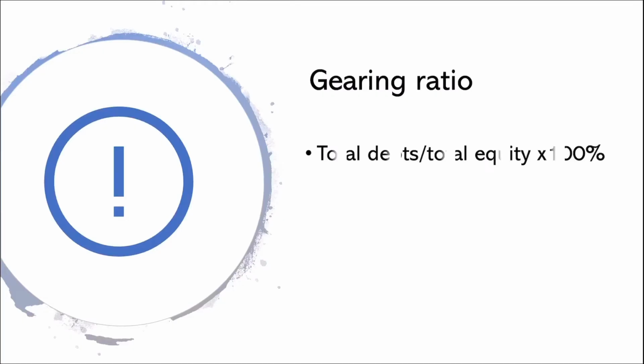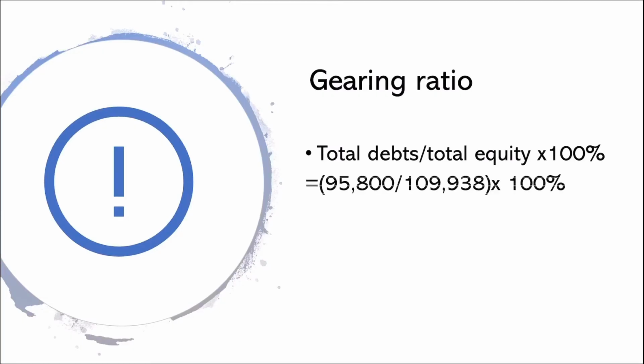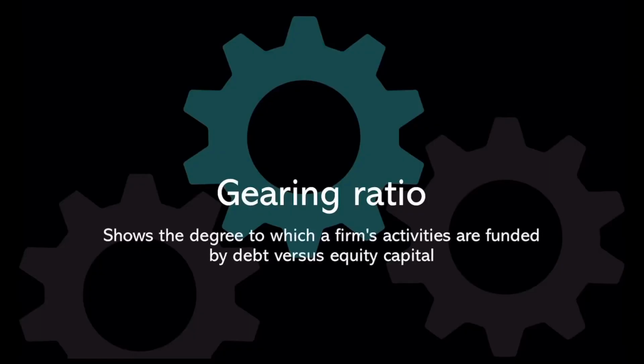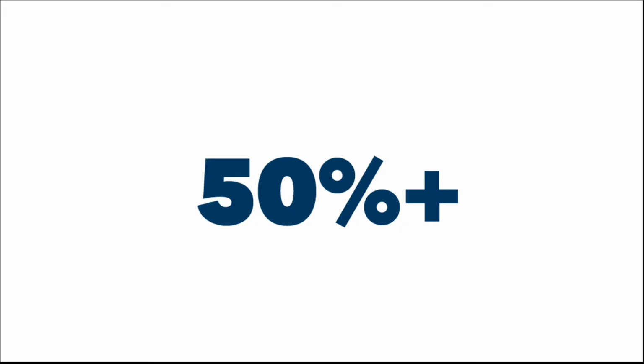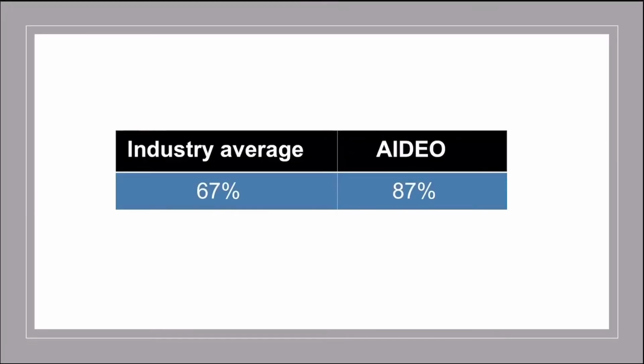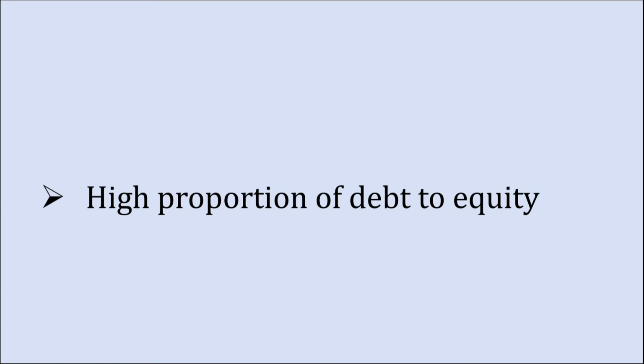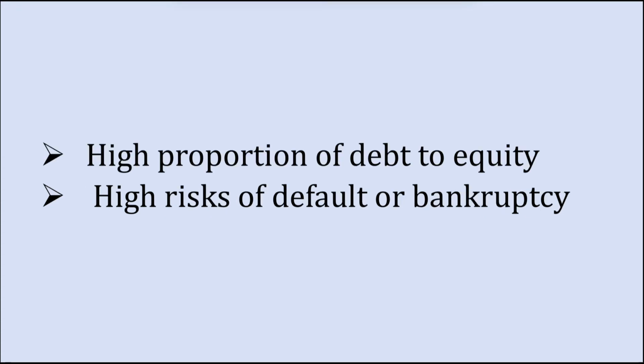To make matters worse, Adyo's gearing ratio calculated with the formula shown is 87.14%. This ratio is used to compare the business's debt capital to its owner's equity. To put into perspective, a gearing ratio of more than 50% is typically considered to be highly levered. Not only is Adyo's gearing ratio more than 50%, it is also higher than the industry average. This means that the business is financed by a high amount of debt compared to equity, and has higher risk of loan default or bankruptcy during periods of low profits and higher interest rates.